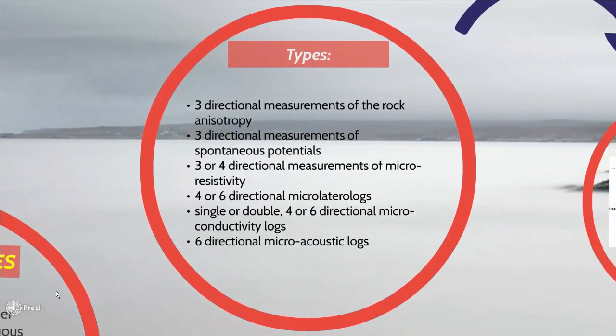The next one is types of dipmeter. 3-directional measurements of rock anisotropy, 3-directional measurements of spontaneous potentials, 3 or 4-directional measurements of microresistivity, 4 or 6-directional microlateral logs, single or double 4 or 6-directional microconductivity logs, 6-directional microacoustic logs. And the important ones are the spontaneous potential dipmeter, resistivity dipmeter, 3-arm continuous dipmeter, and 4-arm high resolution dipmeter.